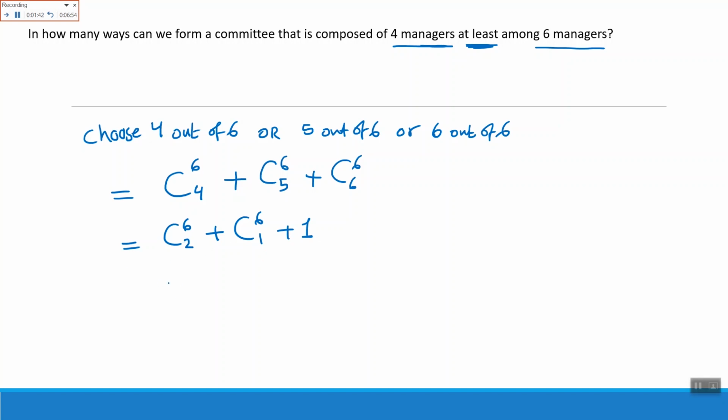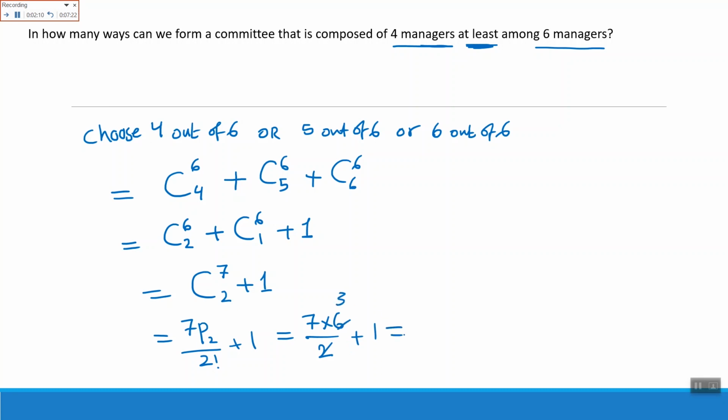Combination 6-2 plus combination 6-1 is combination 7-2, using Pascal's relation, plus 1. So the answer is going to be 7 permutation 2 over 2 factorial plus 1. We can say it is 7 times 6 over 2 times 1 plus 1. We cancel the 2 with the 6, we get 3. So it is 7 times 3, which is 21, plus 1, and the answer is 22. So we have 22 different ways to choose at least 4 managers out of 6 managers.